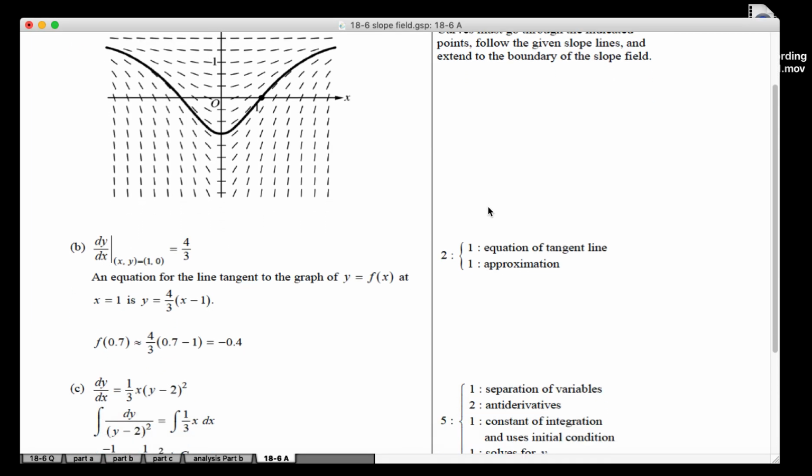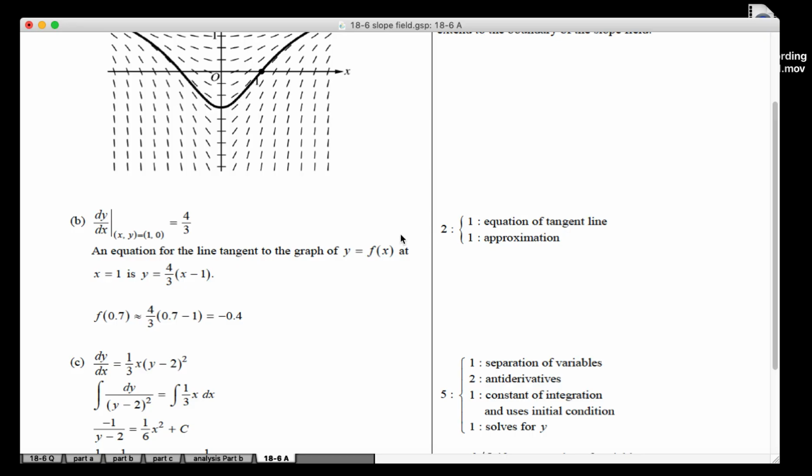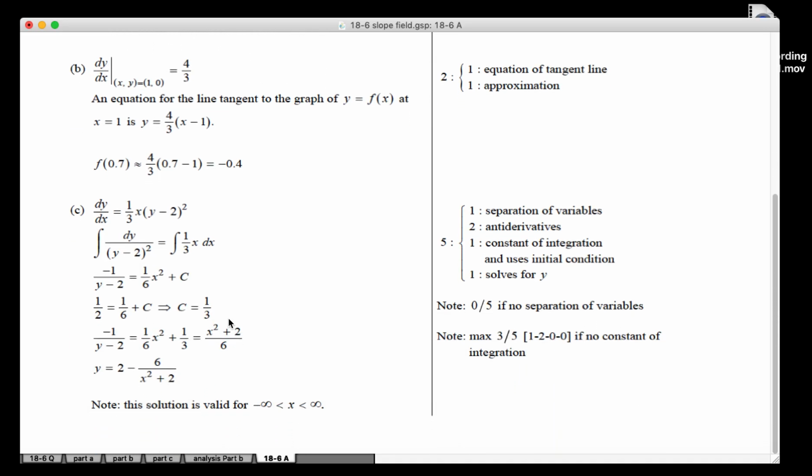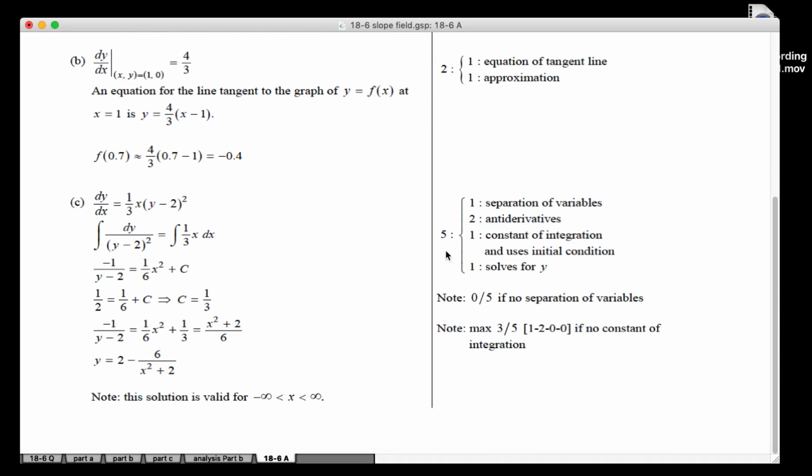Okay. The next part of this question, you got 2 points. Equation of the tangent line. So right down here, all this little bit of work is only a little bit of arithmetic. The equation of the tangent line, you got 1 point and 1 point for the approximation. Okay. The last part is 5 points. Now, very important. You notice here, note 0 out of 5 points if no separation of variables. If you do not separate the variables in the first step, you will get 0 out of the 5 points. So you got to be very careful about that.